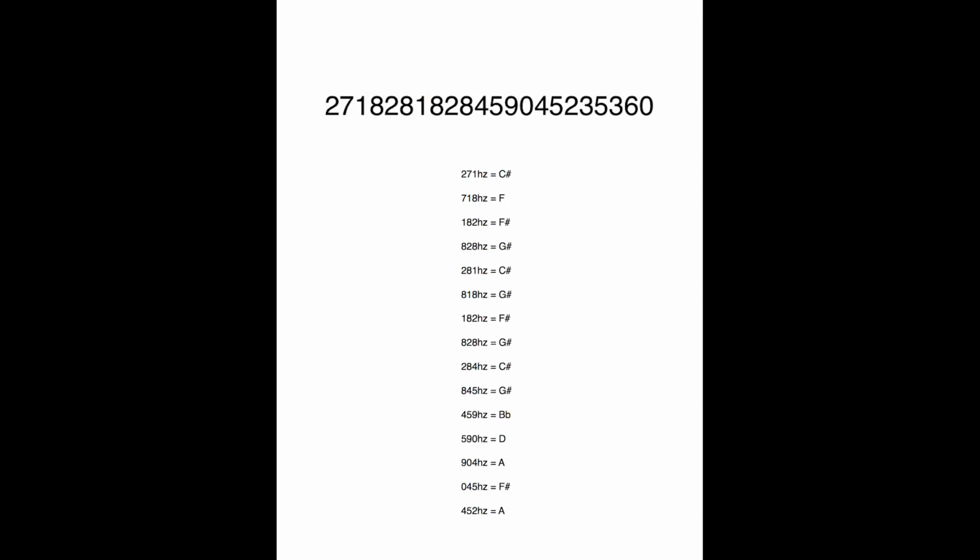So I took the first 3 numbers, which are 2, 7, 1, and I looked up what frequency that was in hertz. 271 hertz, and that was about a C sharp. So I rounded it to a C sharp. Then I moved it over 1 number to 718 hertz, and that was around an F. And then 182 hertz, and that was around an F sharp. Then 828 hertz was around a G sharp. Then 281 hertz, and that was around a C sharp. And I just went on and on and on until I got enough notes to formulate the melody.